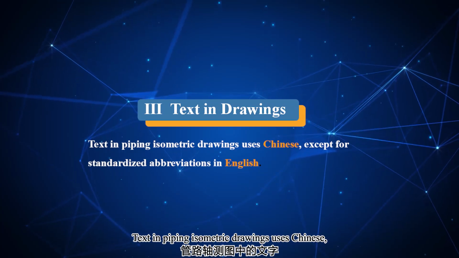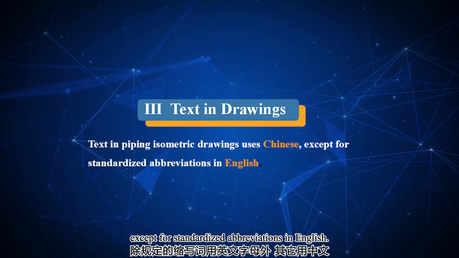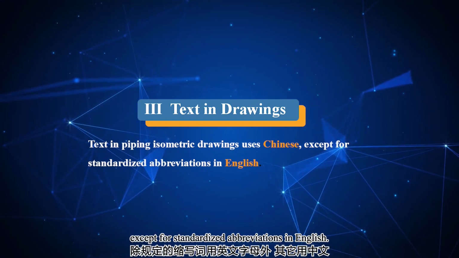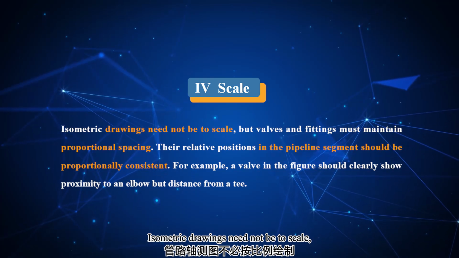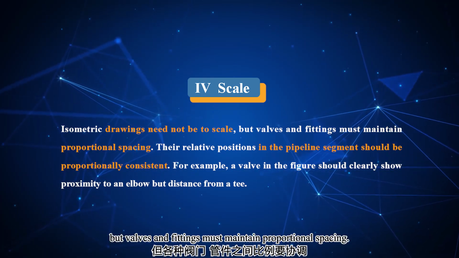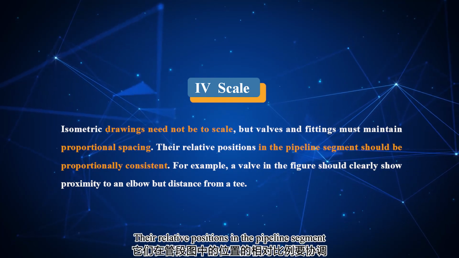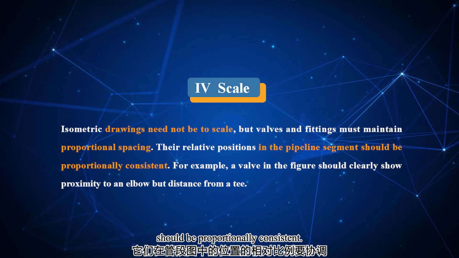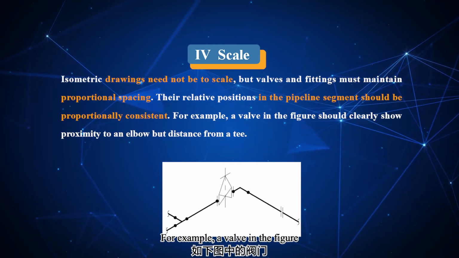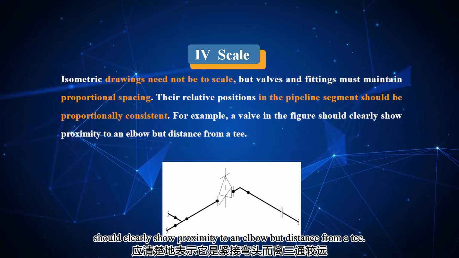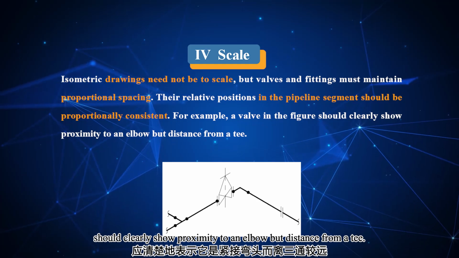Text in piping isometric drawings uses Chinese. Except for standardized abbreviations in English, isometric drawings need not be to scale, but valves and fittings must maintain proportional spacing. Their relative positions in the pipeline segment should be proportionally consistent. For example, a valve in the figure should clearly show proximity to an elbow but distance from a tee.